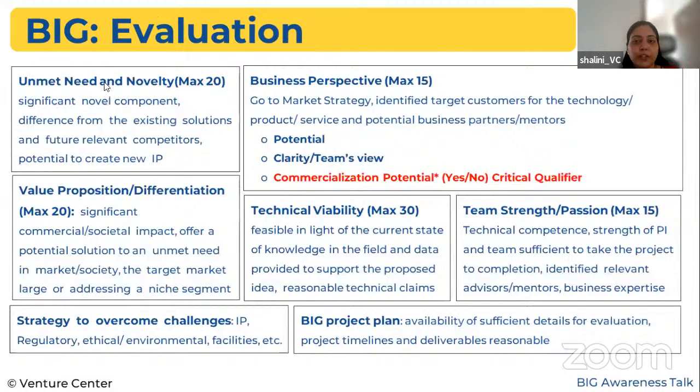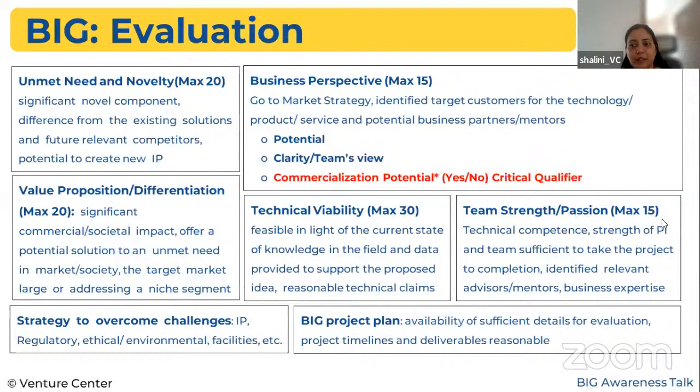So basically how the evaluation is done, on what basis the experts score you. Here is a quick slide which will tell you that the novelty of your idea carries maximum 20 marks. The value proposition which you're proposing will carry maximum 20 marks. Business perspective or commercialization potential carries 15 marks, and maximum marks, that is 30 marks, for technical viability.